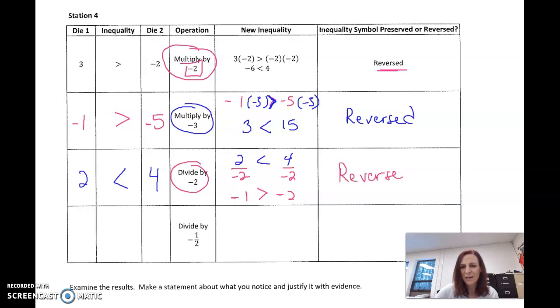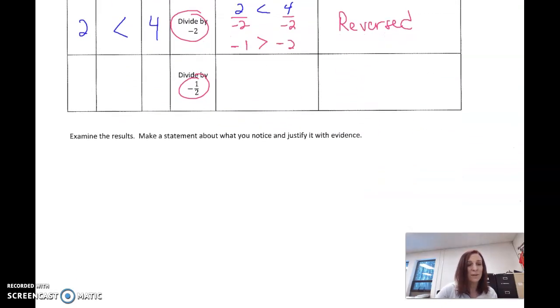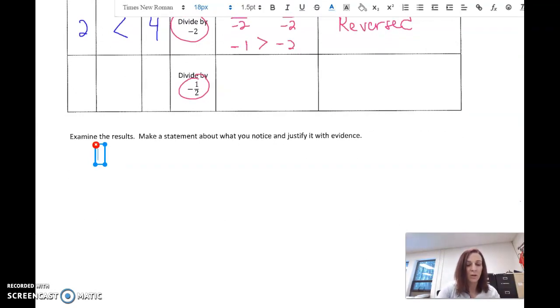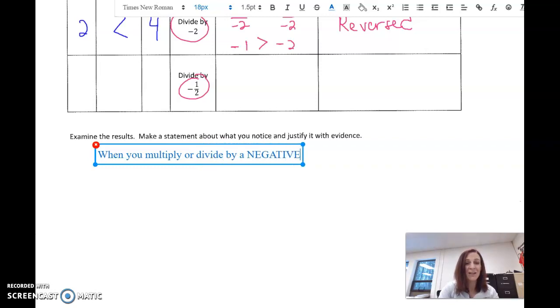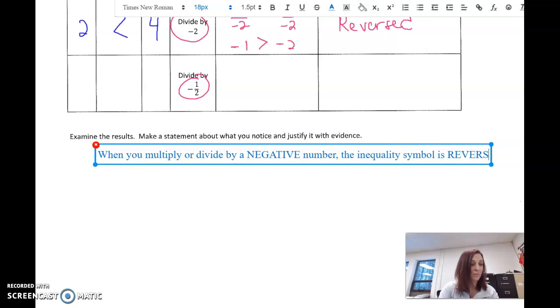Okay, and for the sake of time, I'm not going to do the last one because guess what? Anytime you multiply or divide by a negative, even if it's a fraction, it's going to be reversed. Okay, so let's make that statement. When you multiply or divide by a negative number, the inequality symbol is reversed. And I'm struggling to spell that word, reversed.